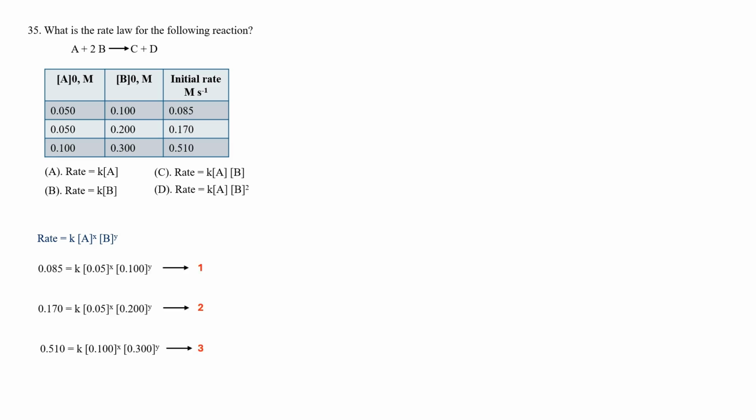We can write 3 equations like we did in the previous example. For the first experiment, the first row in the table, the initial rate 0.085 is equal to the rate constant times A concentration to the power X, B concentration to the power Y. In the same way for the second row, the initial rate is equal to the rate constant times A concentration to the power X, B concentration to the power Y. And the same for the third row. Now we have 3 equations.